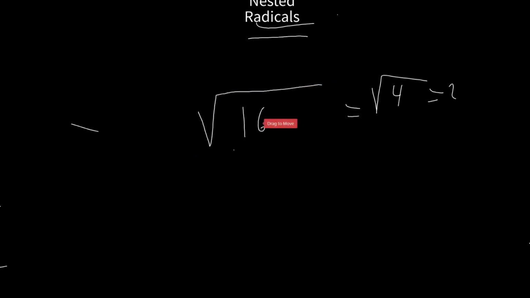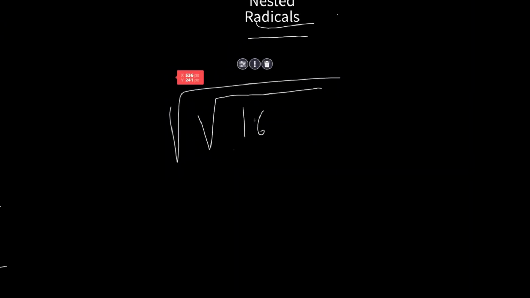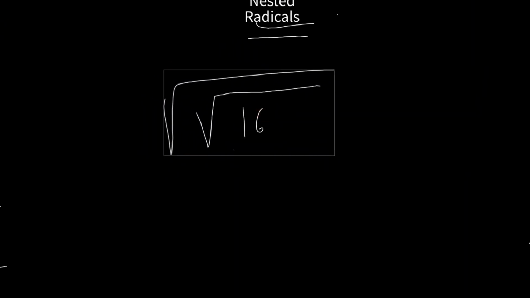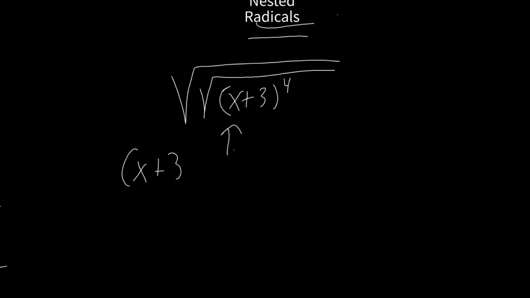But now let's replace it with some algebraic expressions. So instead of 16, how about we do the square root of the square root of x plus 3 to the 4th power. Okay, so work inside. What number, when we square it, gives x plus 3 to the 4th power? This is just x plus 3 squared, because we have x plus 3 squared times x plus 3 squared. So we're squaring it by multiplying it by itself.